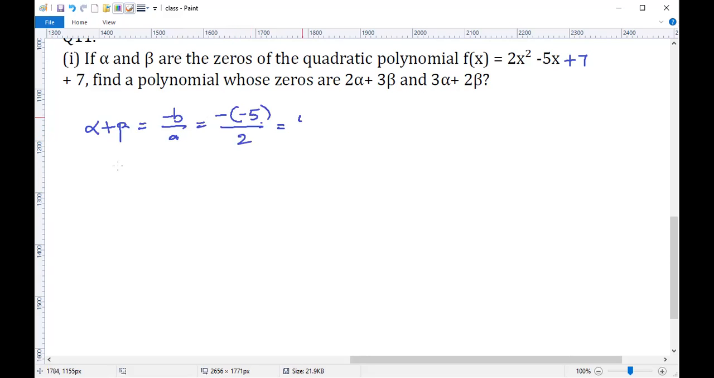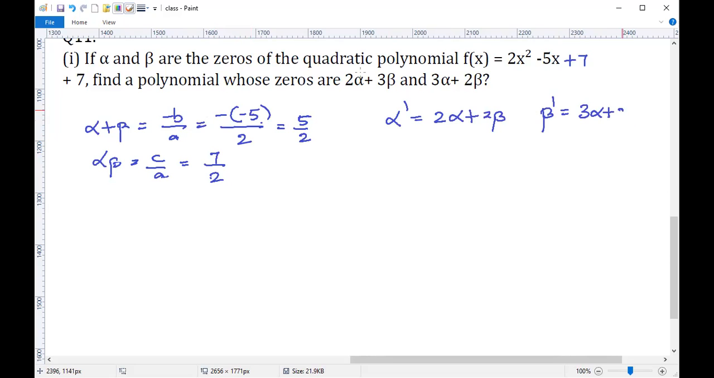And what is alpha beta? It is c by a. What is c by a? C is 7 and a is 2. So 7 by 2. So we have alpha plus beta and alpha beta. Now alpha dash is given as 2 alpha plus 3 beta and beta dash is given as 3 alpha plus 2 beta. Now you have to find a new polynomial with these as the zeros, using alpha dash and beta dash. We know we have to find alpha dash plus beta dash, and also alpha dash into beta dash. Correct?